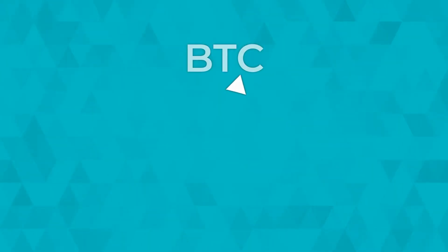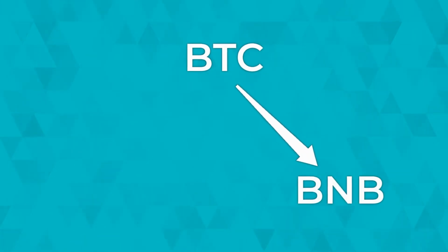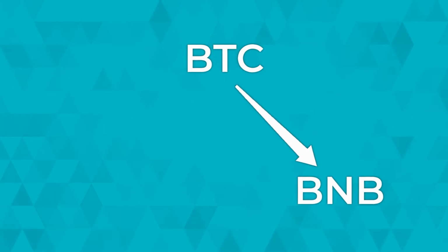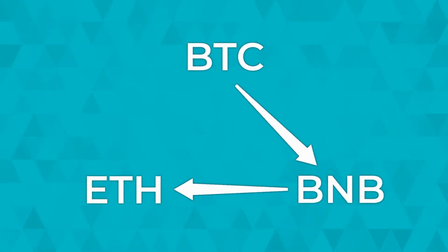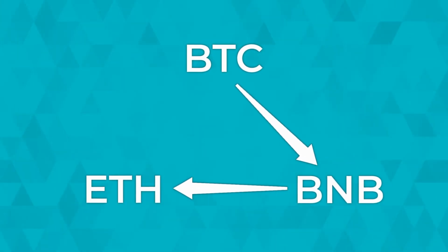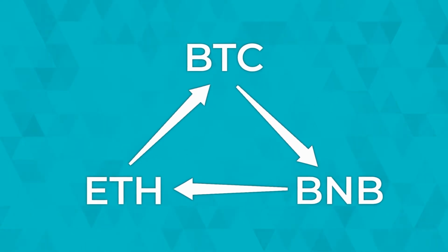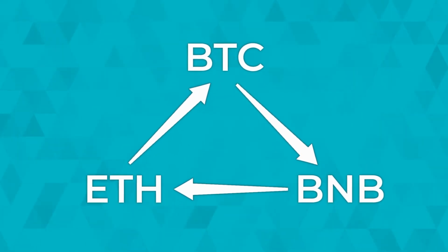Market arbitrage is quite a complex calculation. Here's an example of how such a trade would happen. Trade 1. Bitcoin to BNB. BNB is purchased using Bitcoin. Trade 2. BNB to ETH. ETH is purchased using BNB. Trade 3. ETH to Bitcoin. Bitcoin is purchased using ETH.